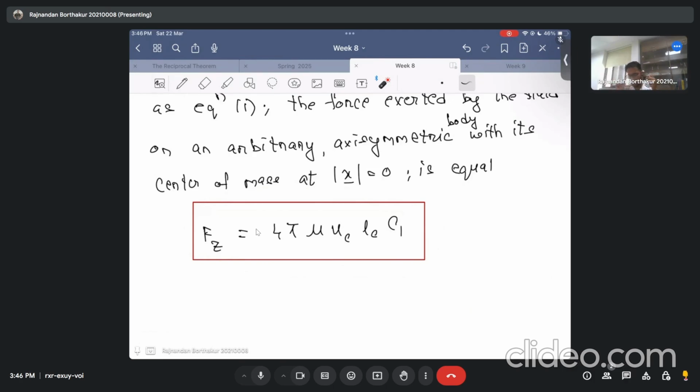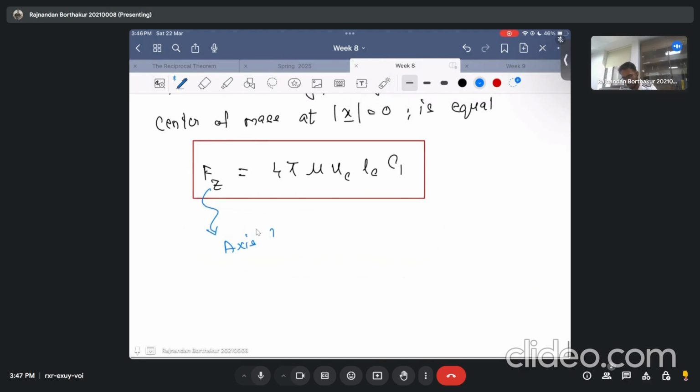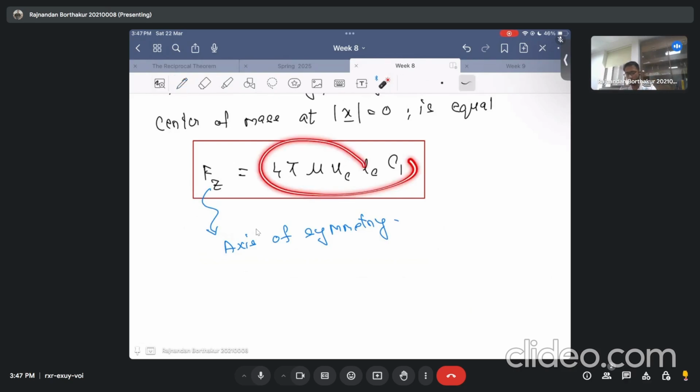Okay. So remember this z is the axis of symmetry, which of course is the z axis in case of a spherically symmetric sphere. We are evaluating the force in the direction of the axis of symmetry. Of course, the force will be in the direction of the axis of symmetry, which is again in the direction of the flow, because the problem itself is axisymmetric. So the drag force is just this 4 pi mu U_c L_c C1.